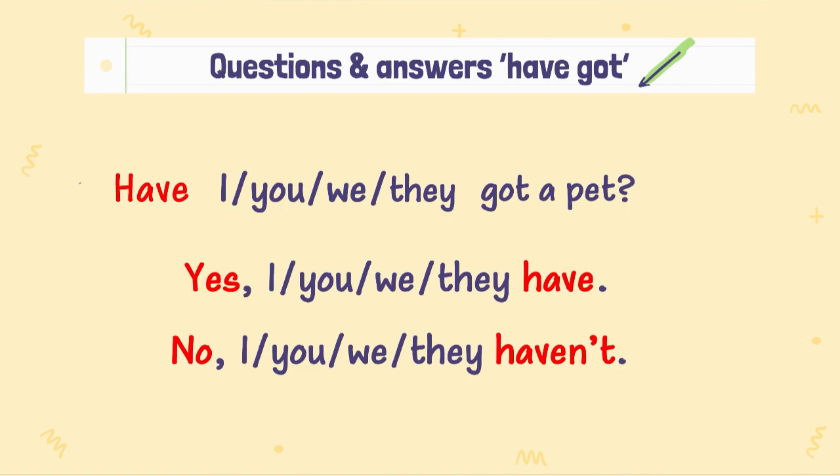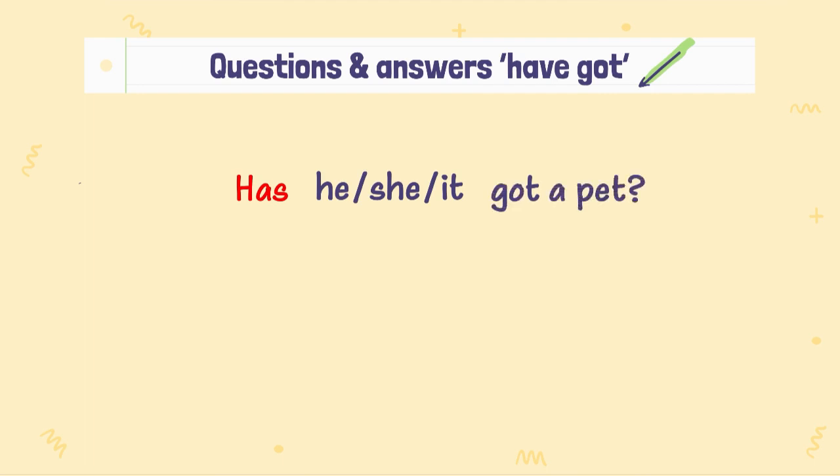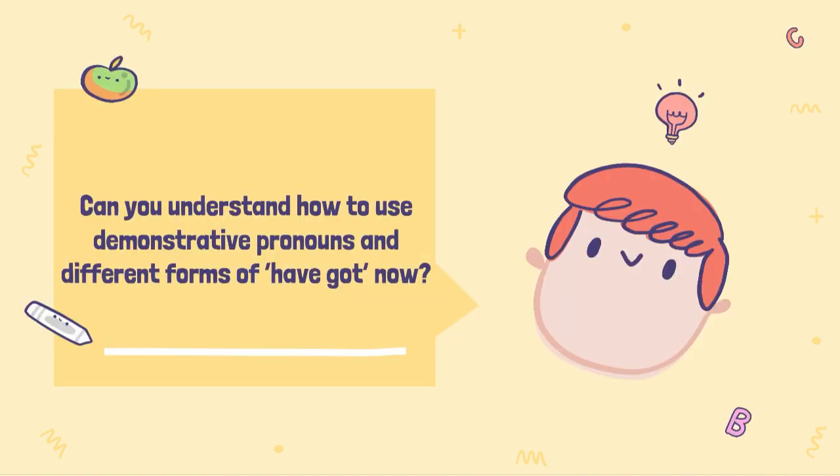Now moving on to the next one, has. For has, we use it for the pronouns he, she, or it. Has he got a pet? Yes, he has. Yes, she has. Yes, it has. But if the answer is no, you say no, he hasn't. Remember, hasn't is the contraction for has not.